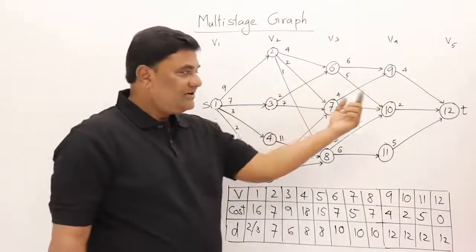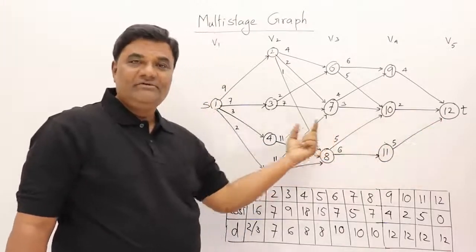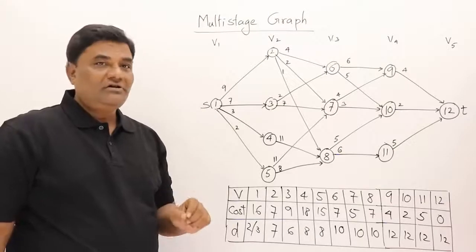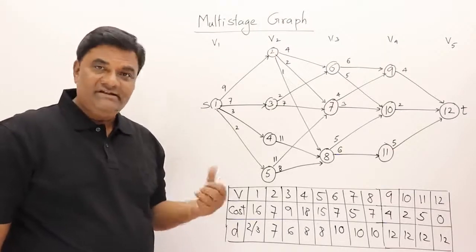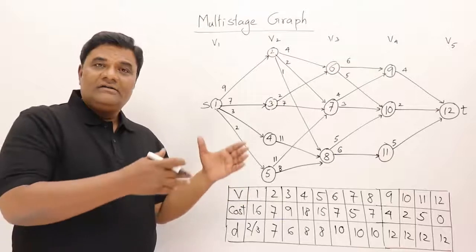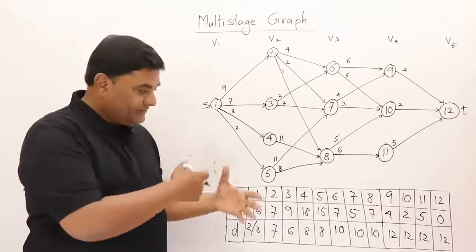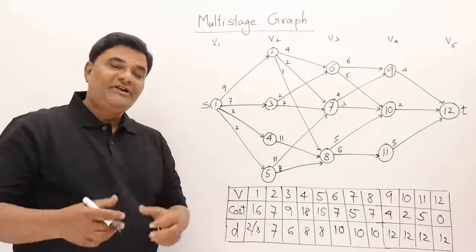So we started from the backwards side, that is from the back side of our multi-stage graph. Last stage onwards we started. But still this is called as forward method. How? We will see that next. Let us frame the formula now. I did not show you the formula, but the procedure already I have shown you. Let me frame the formula.